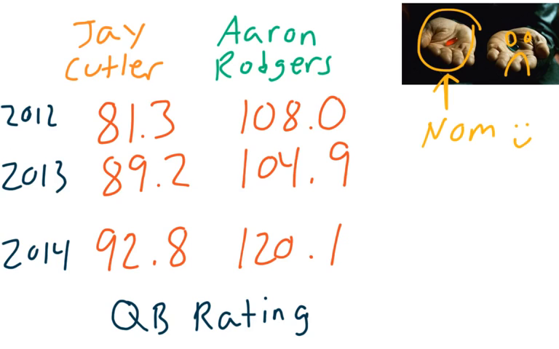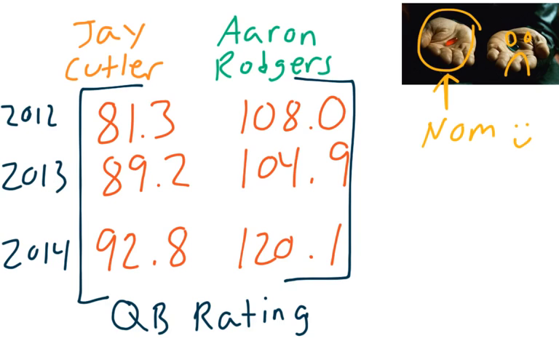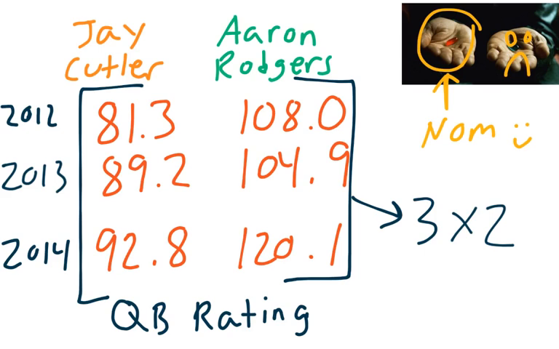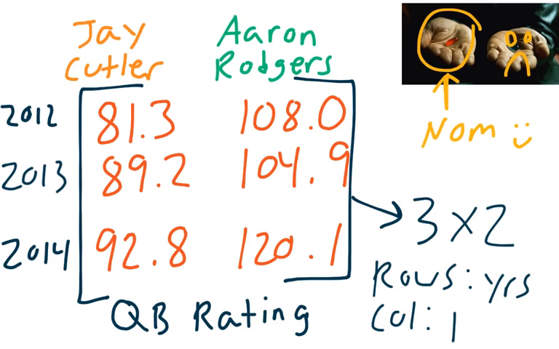But this I can turn into a matrix. Basically, I can just take the data right here. This would be a matrix. Just an array of numbers. This would be a 3 by 2 matrix. I just have the rows show years and the columns show the person. So I'll just put people there. So each thing stands for something different. So let's look at just some simpler matrices and learn how to call out dimensions.